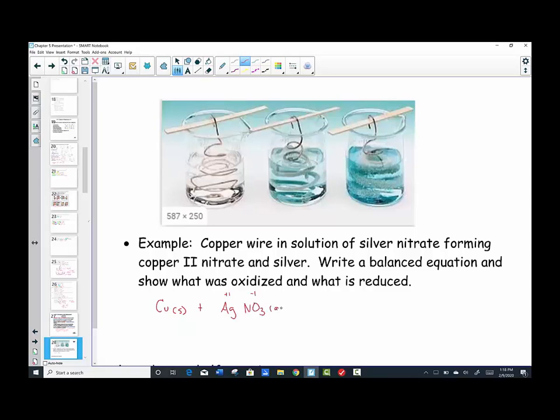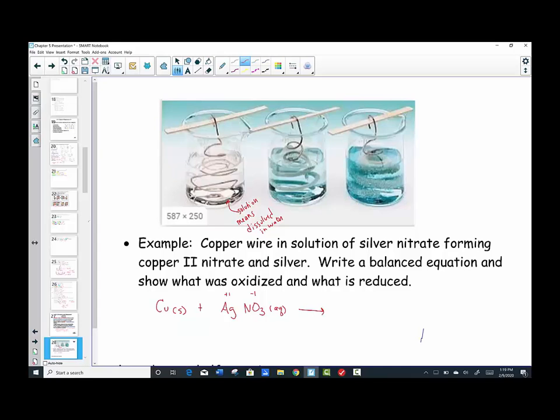And I'm going to put in aq to let you see that it's a solution. So it's not a solid salt of silver nitrate, which are kind of like gray crystals, but it's dissolved in the water. So copper wire is the solid phase sitting in a solution where I've taken crystals of silver nitrate, stirred it up in water, and made a solution. Can you see what's happening over time?